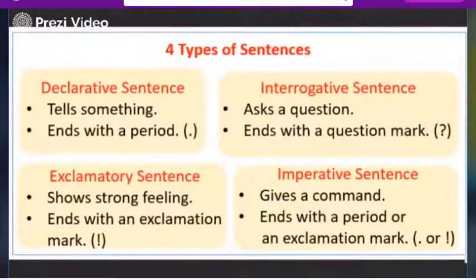Now, a declarative sentence tells something, anything, a fact, and always ends with a period. If you don't put a period at the end of a declarative sentence, it's going to be incorrect, guys. You have to be very careful with this one. Sometimes you write and you forget to put the period, and it's going to be incorrect. In English, these rules are very important in grammar.